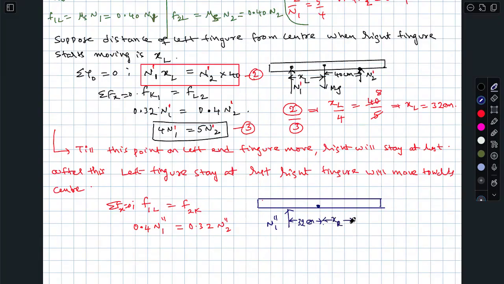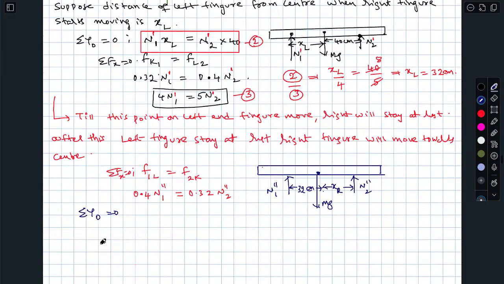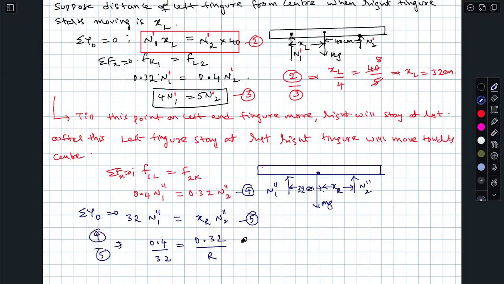ఇప్పుడు ఇది XR అనుకోండి ఈ పాయింట్. N2 డబల్ డాష్, M2. ఇప్పుడు మీరు సిగ్మా టౌ అబౌట్ సెంటర్ 0 చేశారనుకోండి, మీకేం వస్తుంది అంటే 32 N1 డబల్ డాష్ ఈజ్ ఈక్వల్ టు XR N2 డబల్ డాష్ వస్తుంది. ఇది 4, ఇది 5. ఈక్వేషన్ 4 బై ఈక్వేషన్ 5 చేస్తే ఏమొస్తుంది? 0.4/32 ఈజ్ ఈక్వల్ టు 0.32/XR వస్తుంది. ఇది 8 టైమ్స్ అవుతుంది.